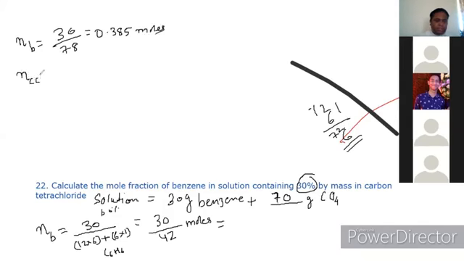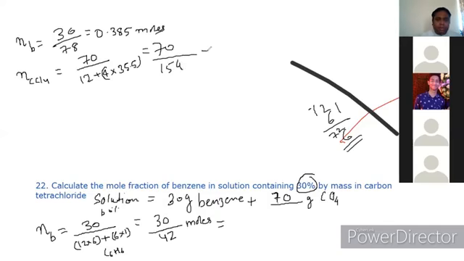Similarly, number of moles of CCl4 will be equal to 70 divided by, for carbon we'll write 12 and for chlorine we'll write 4 multiplied by 35.5. This will be 70 divided by 142 plus 12, 154. In terms of fraction, it will become 0.45.